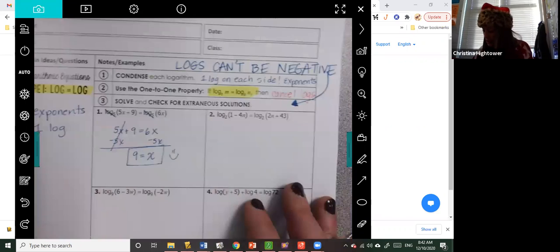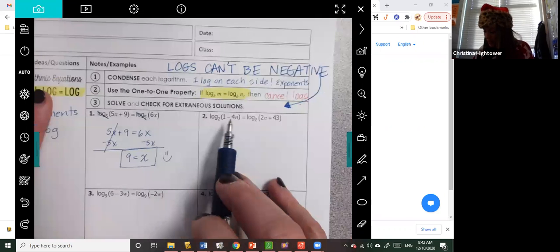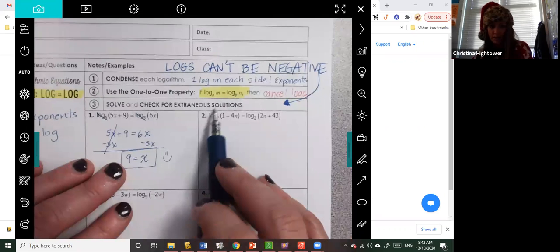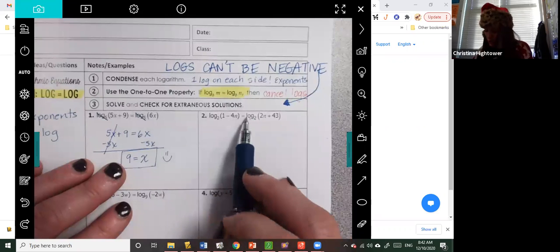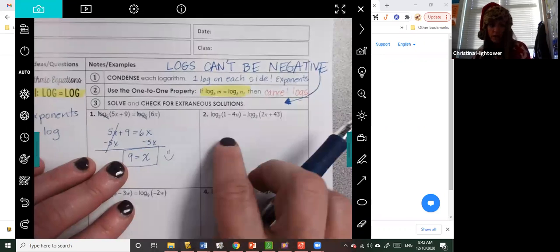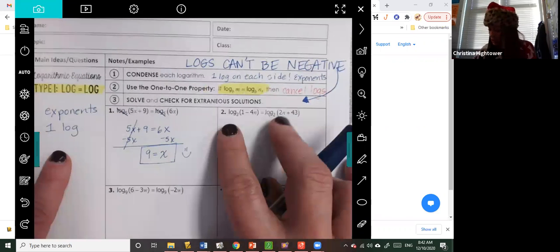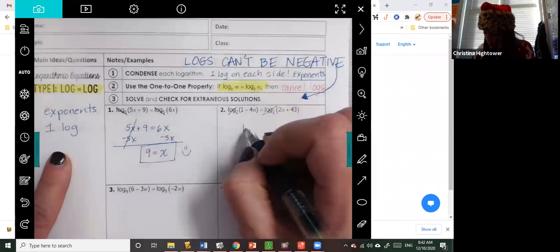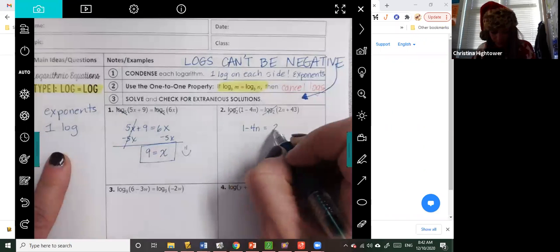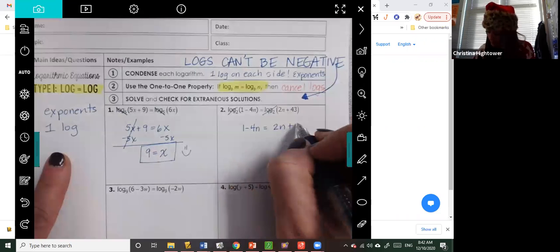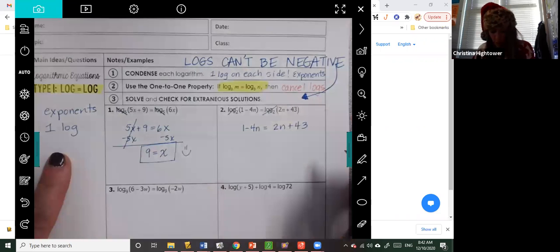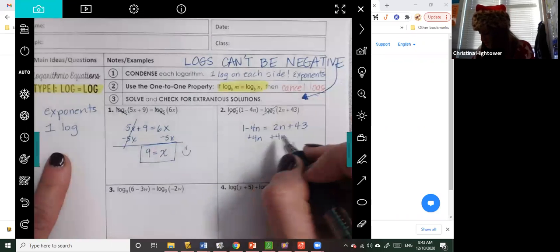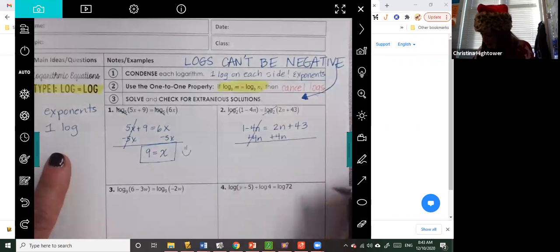This next one over here, again, you need to make sure you don't have any numbers out front that were exponents that need to be brought back. No number out front, we're good to go. They both have exactly one log on both sides, so we are going to go ahead and go whoop, whoop. And now we can just solve this out. I'm going to move my 4n over this way so that my n's stay positive.